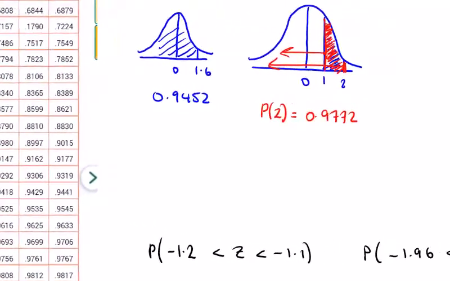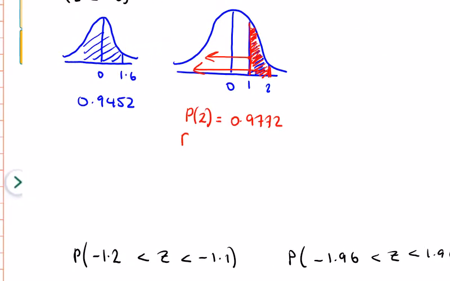0.8413. The probability of 1 is 0.8413. And the difference between these two numbers, you can probably see, is 0.1359. So 0.1359 is what's left in between.